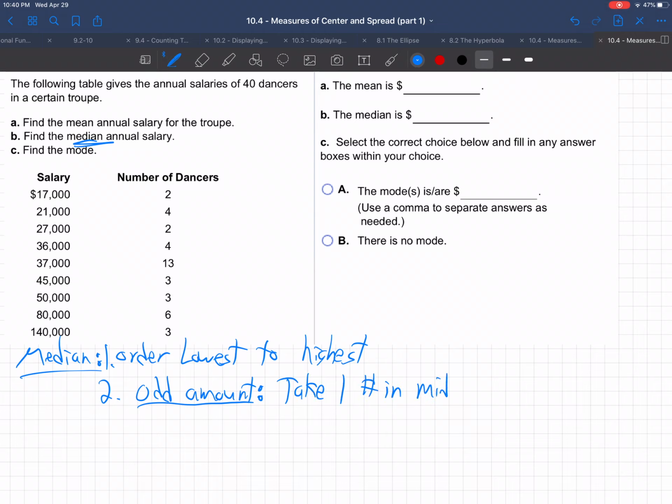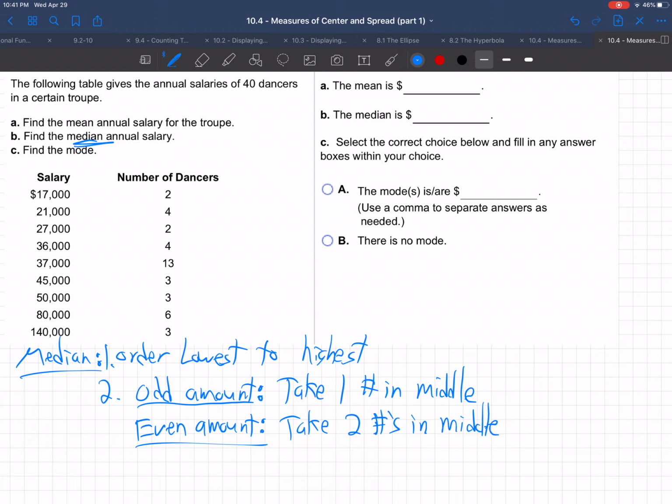Because if you have an odd number, like we have an odd number of fingers, 5 fingers, if you count our thumb, then we have a middle finger. We have 1 in the middle because we have 5 fingers. But if you have an even amount, like if we only had 4 fingers, then we would not have 1 in the middle. We'd have 2 in the middle. So if you have an even amount of numbers, you take the two numbers in the middle, you add them, and divide by 2.